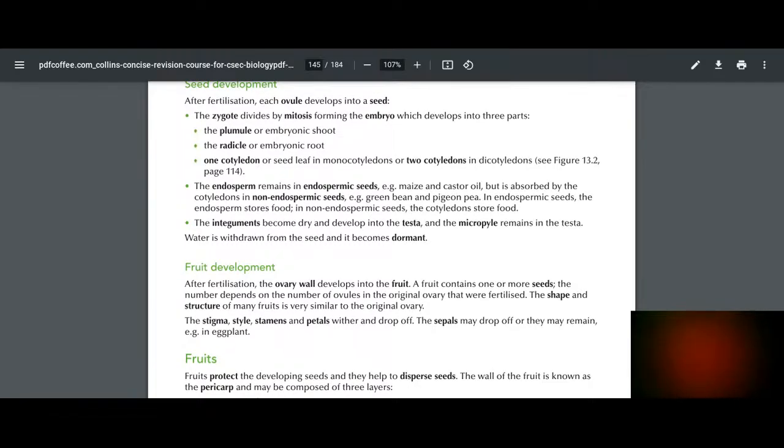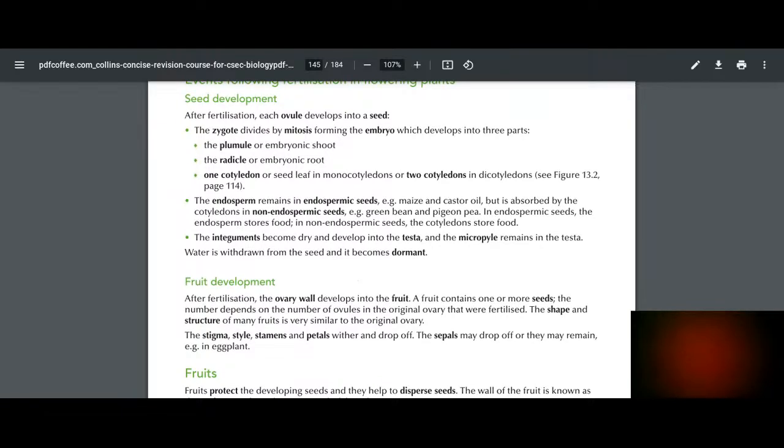All right, so in seed development of a plant, each ovule develops into a seed, and the zygote divides by mitosis, forming the embryo, which develops into three parts: the plumule, which is the embryonic shoot, the radicle, which is the embryonic root, and the cotyledon. We also have endosperm, which remains in endospermic seeds, for example maize, which is corn, or castor oil. So again: plumule, embryonic shoot; radicle, embryonic root; one cotyledon or two cotyledons.